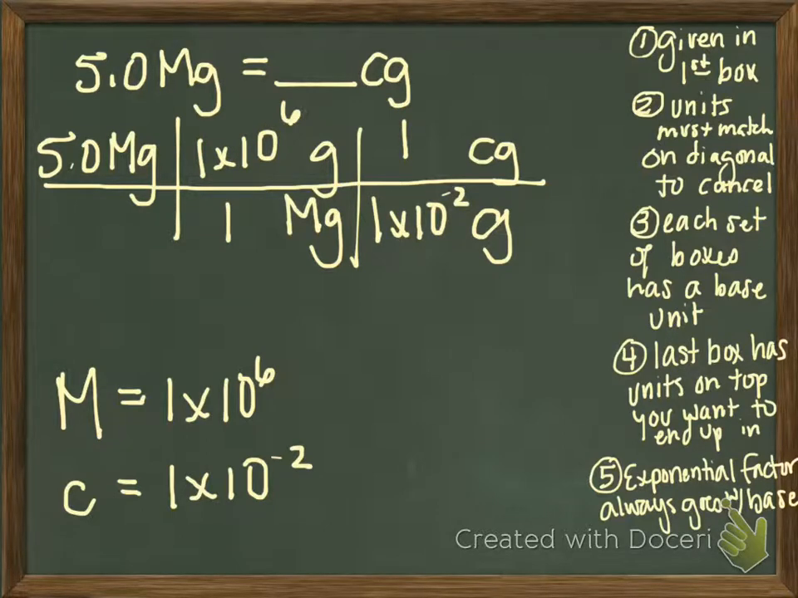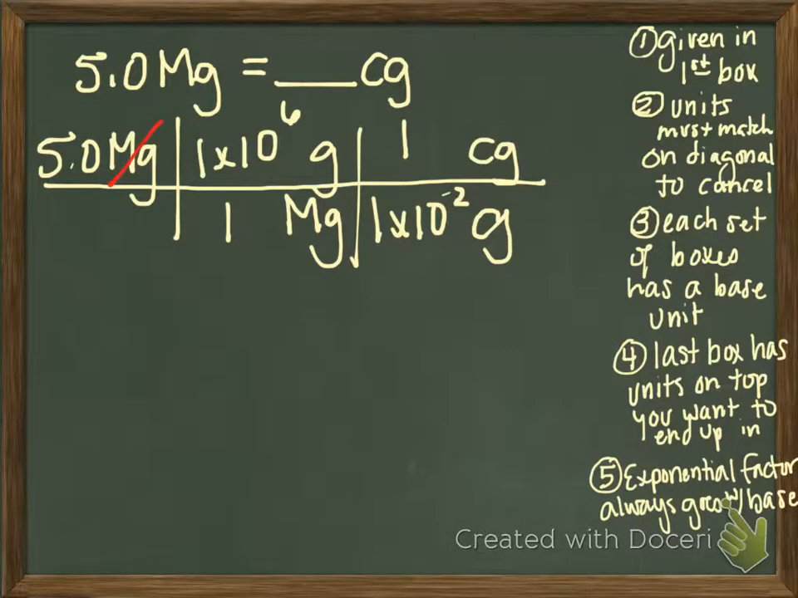1 times 10 to the 6th grams equals 1 megagram. And 1 centigram equals 1 times 10 to the negative 2nd grams. Okay, now let's check our units and cancel. Megagrams cancels megagrams, grams cancels grams, and we're left with centigrams, which is just what we wanted.